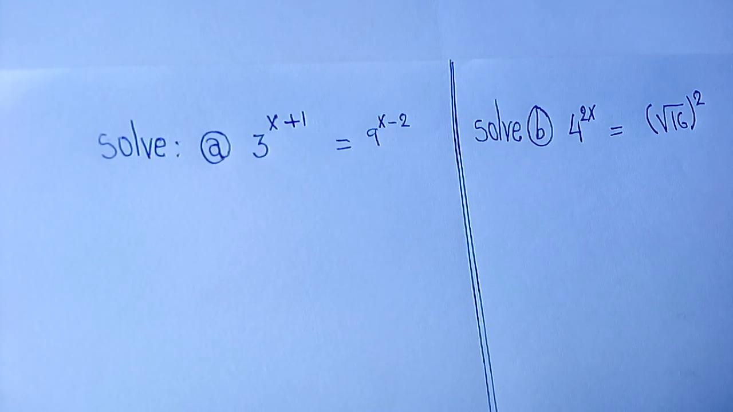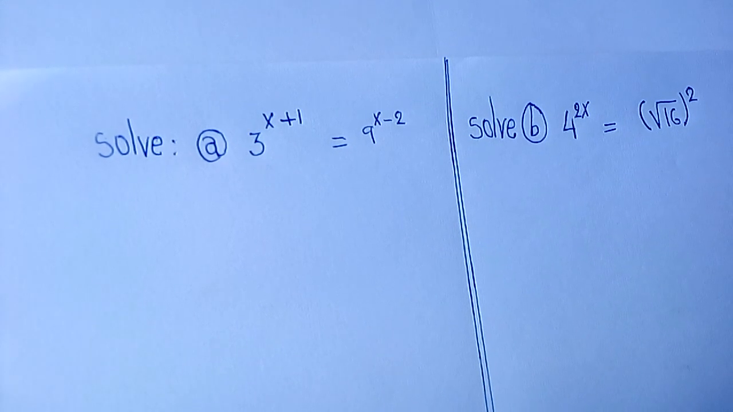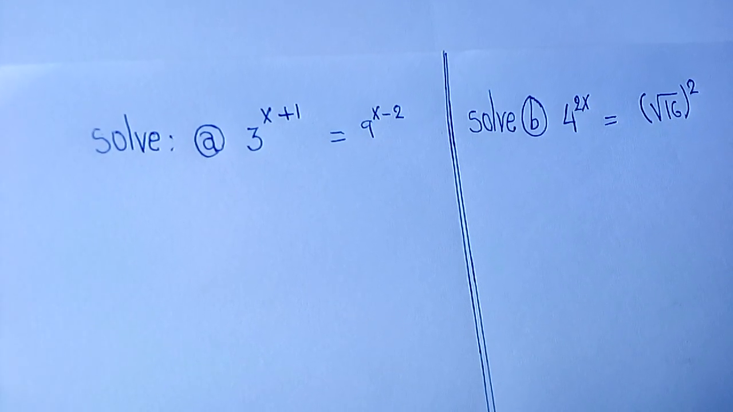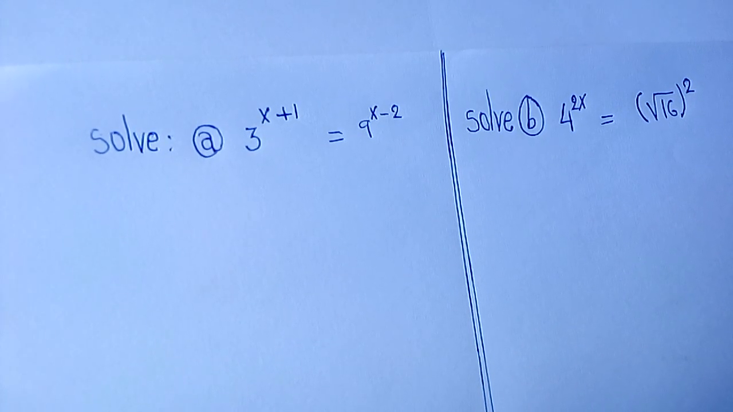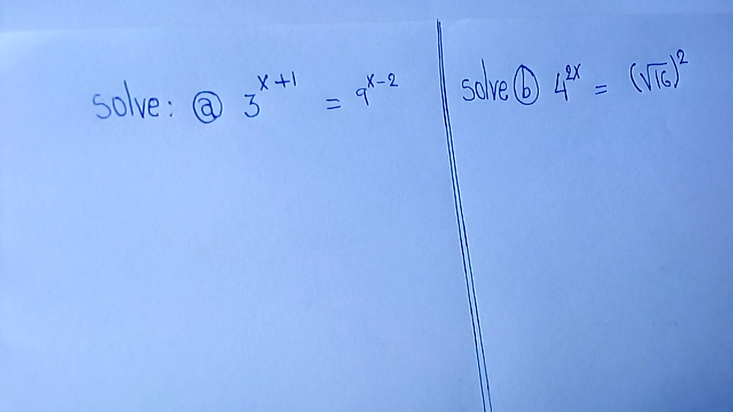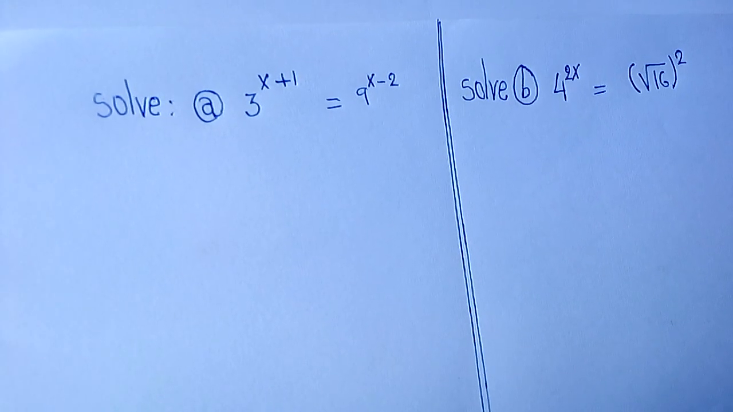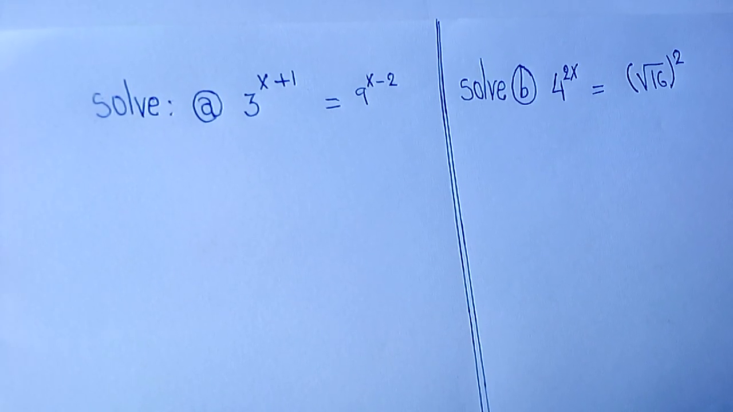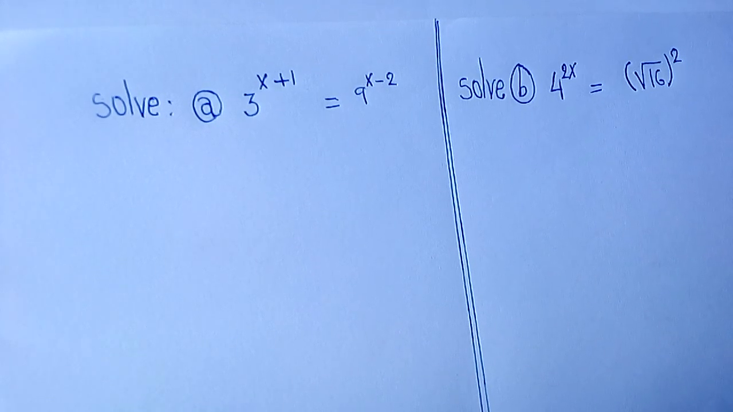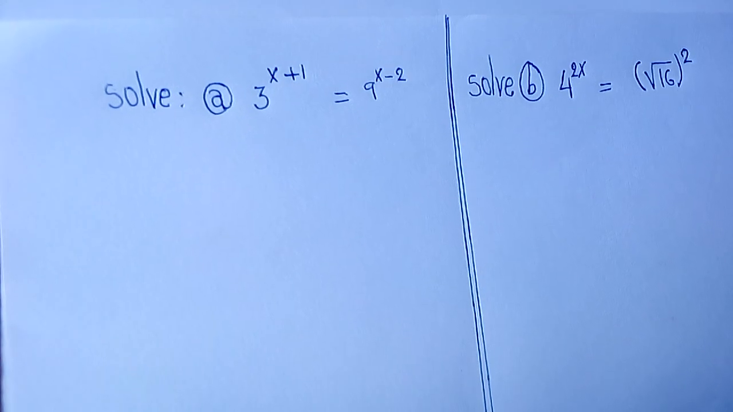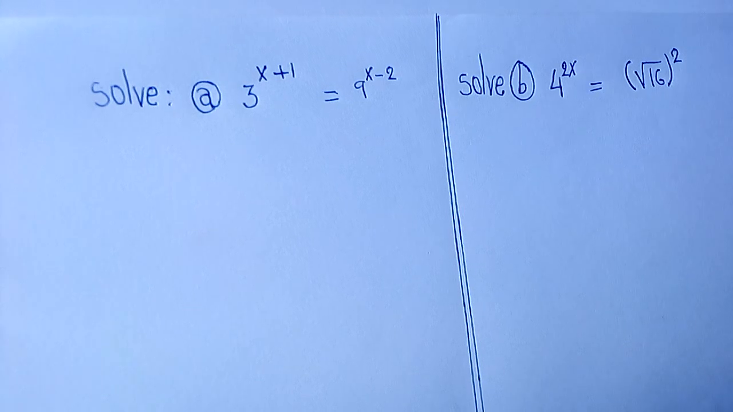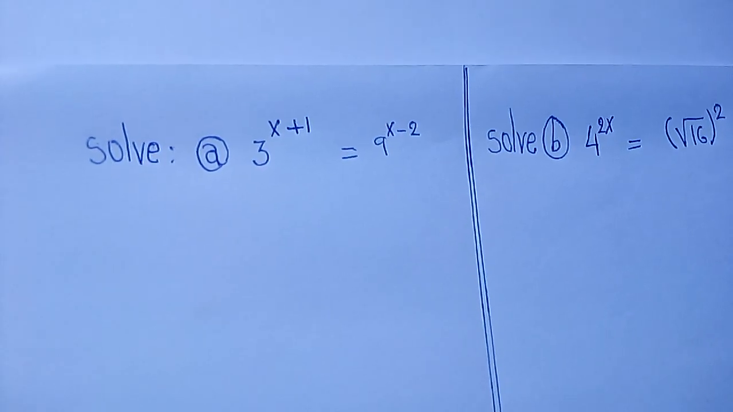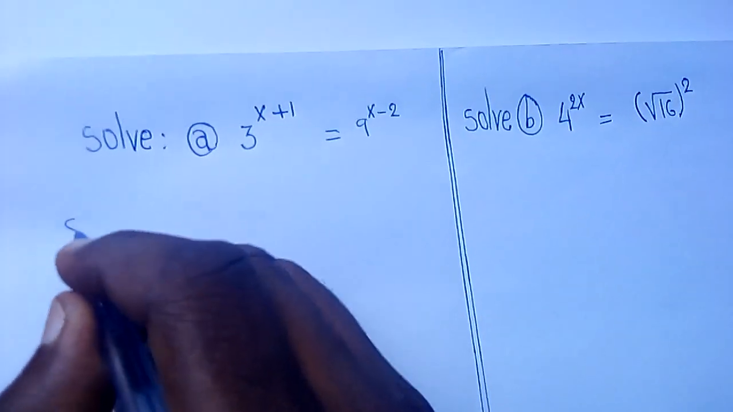Today you have two questions to solve. A: 3^(x+1) = 9^(x-2). Then question B: solve 4^(2x) = (√16)^2. Then we are going to go through it and look at how to solve those questions. Here is the solution.